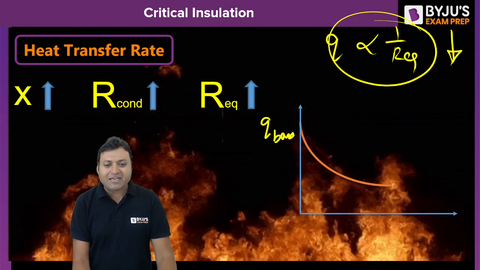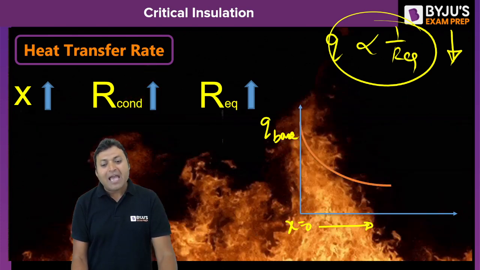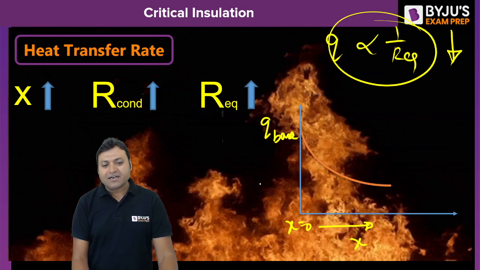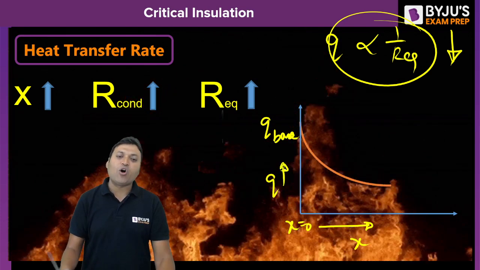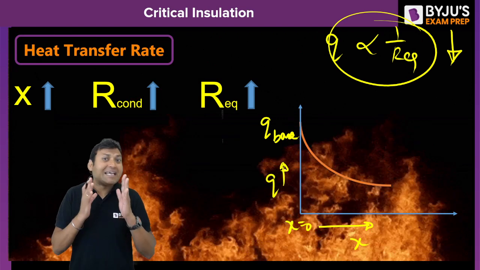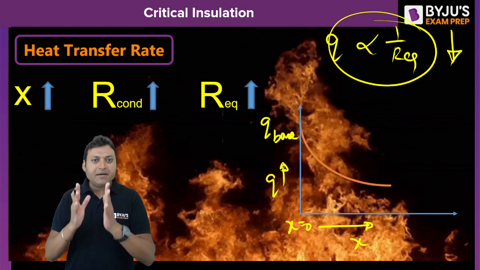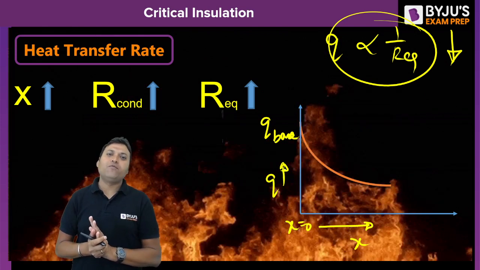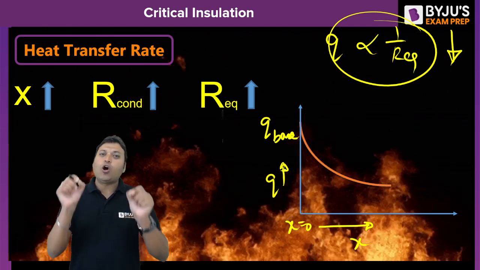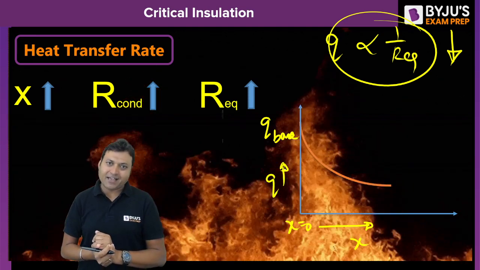The maximum heat transfer rate is for a bare wall when X is equal to 0. As we increase X, the value of Q will keep on decreasing. So we have observed that in case of a plain wall, if we insulate the surface with some insulating material, there will always be a reduction in the rate of heat transfer.